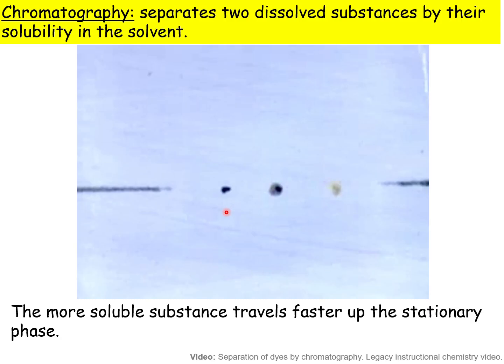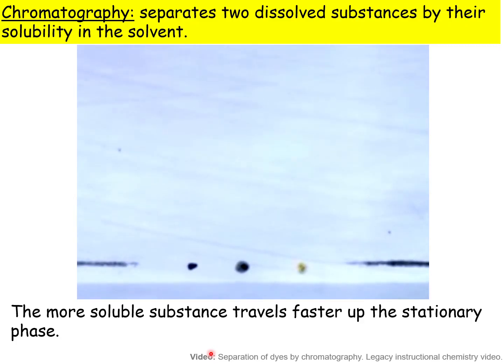And then we have a dot of blue dye over here on the left, a dot of yellow dye over on the right, and a combination of blue and yellow dye in the middle. And the end of the plate is dunked into some solvent. The solvent travels up the plate by capillary action. And let me get the video started so you can see what happens.